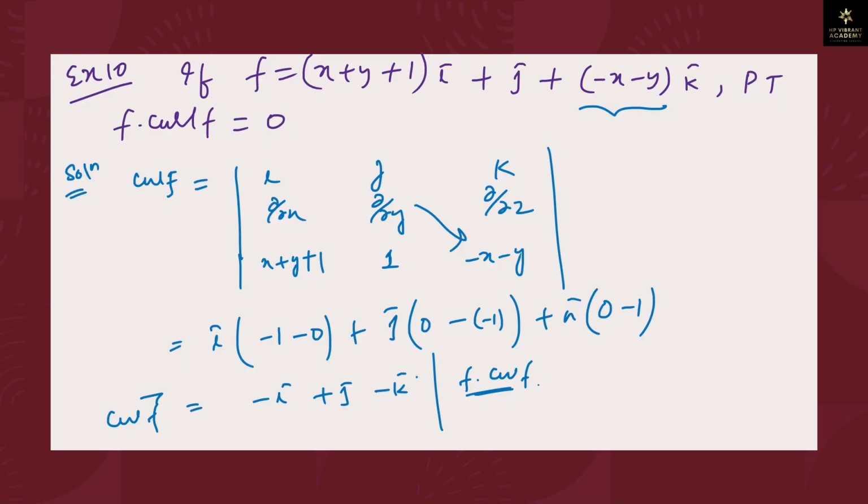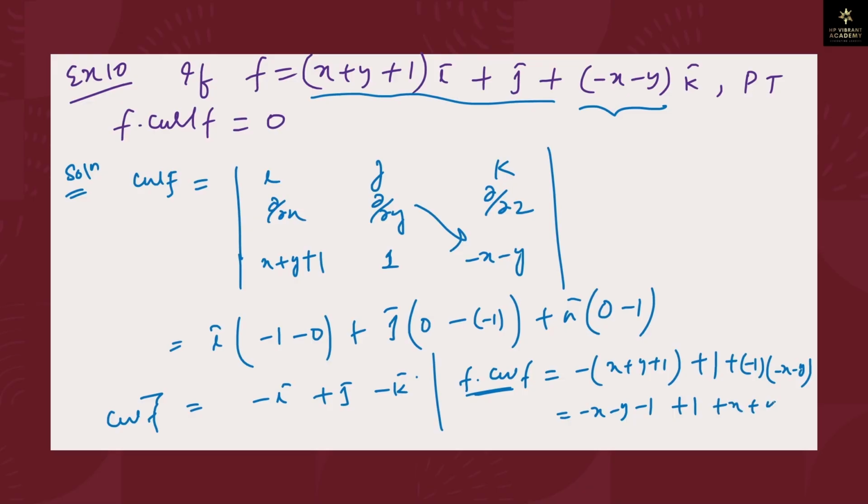Okay, so let us take the dot product with this. We have to take the dot product with this one, curl of f. So we have this as minus of (x plus y plus 1), and the component of j cap is 1, so this is plus 1, and the component of k cap is minus 1. So minus 1 times minus x minus y. So this is equal to minus x minus y minus 1, plus 1, plus x plus y. This is equal to 0. Okay.